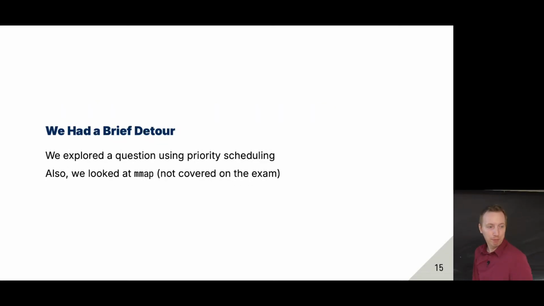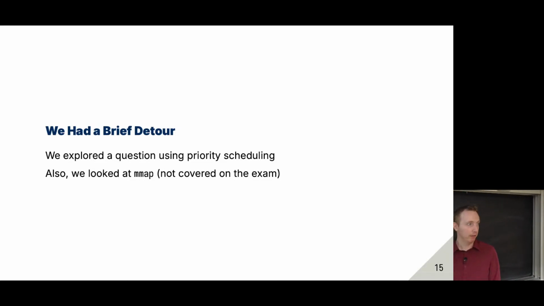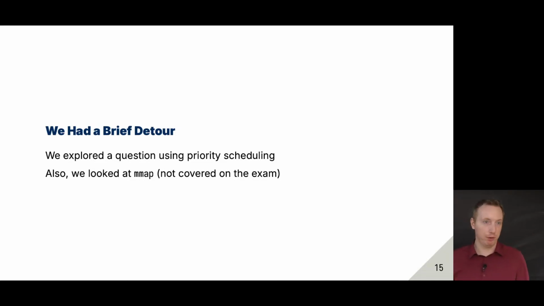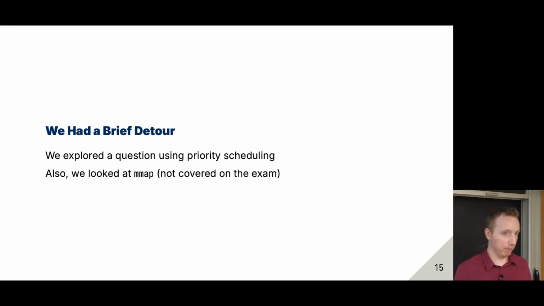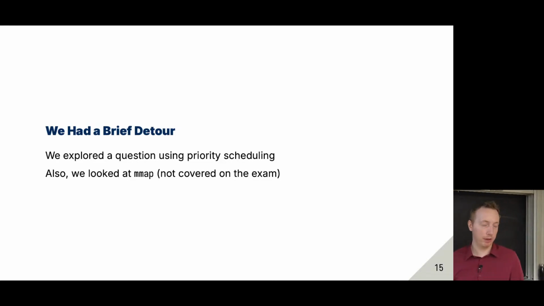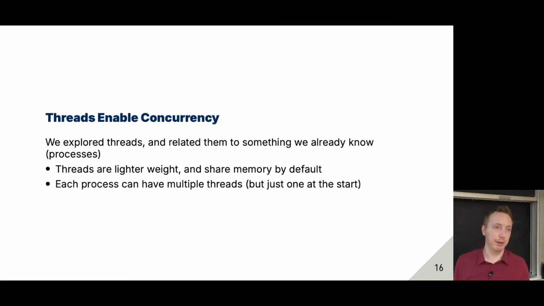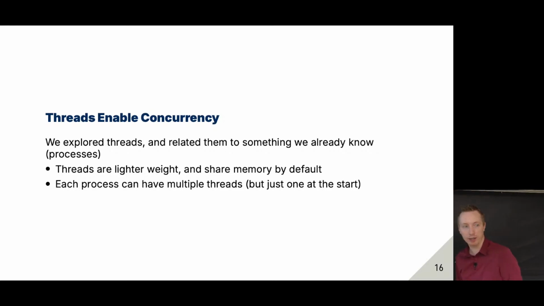All right, mostly okay. Then we had a brief detour. We had the question using priority scheduling. And then we did mmap. That's not going to be covered on the exam, but that's basically a way that we can manage our own virtual memory. So we can ask the kernel to just map this file to memory so I can access the file through memory instead of doing a read and write system call all the time. Just do all the mappings and handle it for me. So that was fun. Then we went to threads, and then things went downhill again.